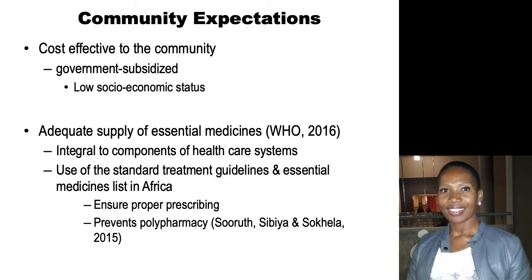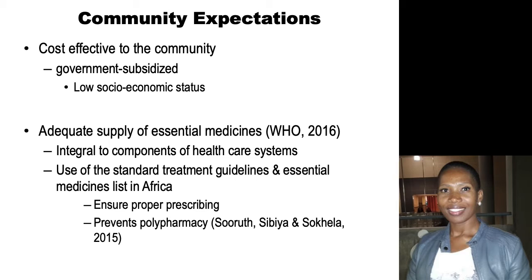The second need will be cost effectiveness to the community. The community expects that our services be cost effective. Most of the time, our primary health care centers are located in areas where the general population there is usually people of a low socio-economic status. So our services should be affordable to the general public, so therefore they can benefit from our services.